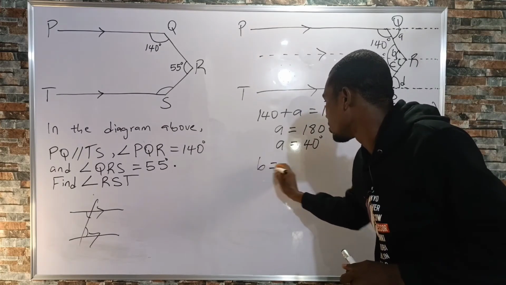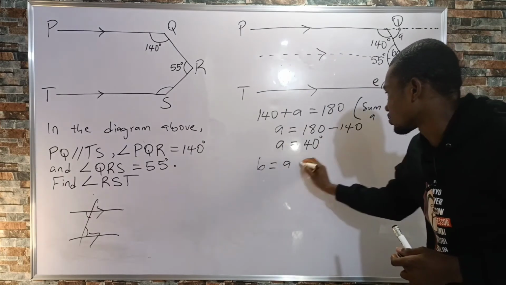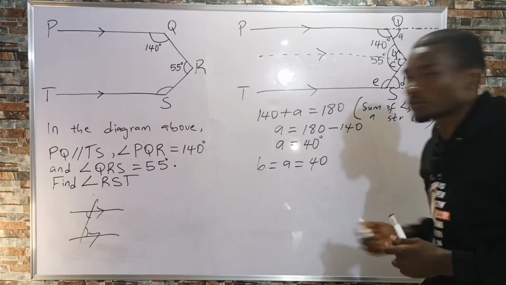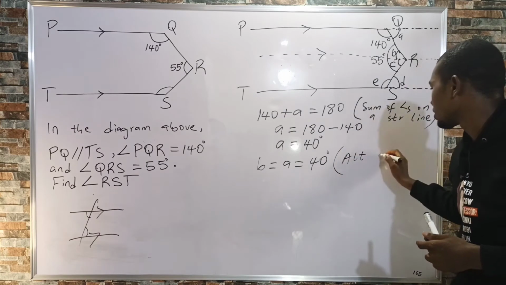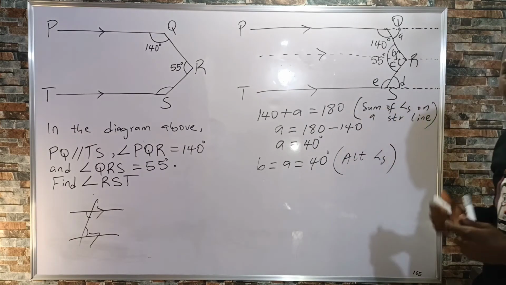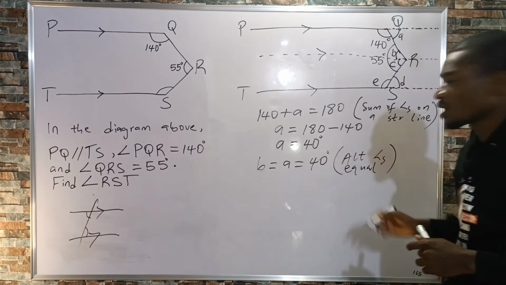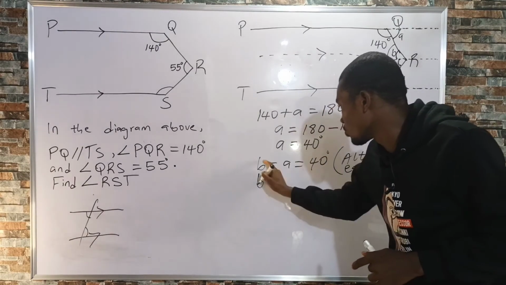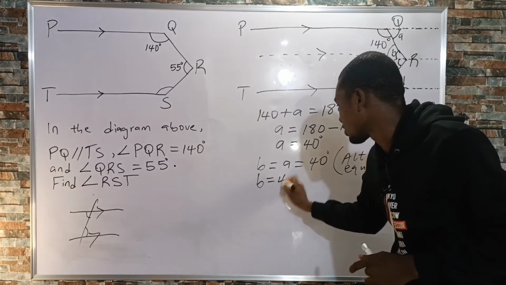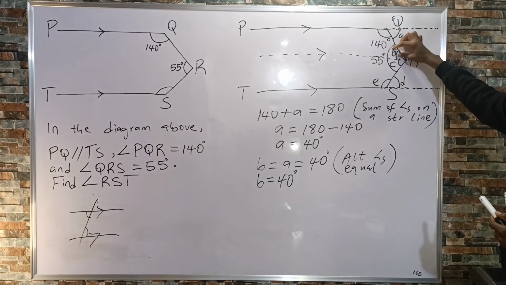So angle B is equal to angle A. And remember that angle A is 40, so that is equal to 40 degrees. The reason is that they are alternate angles. Remember that alternate angles are always equal. And because alternate angles are equal, we can say that our angle B is equal to 40 degrees. So we succeeded in finding our angle B.